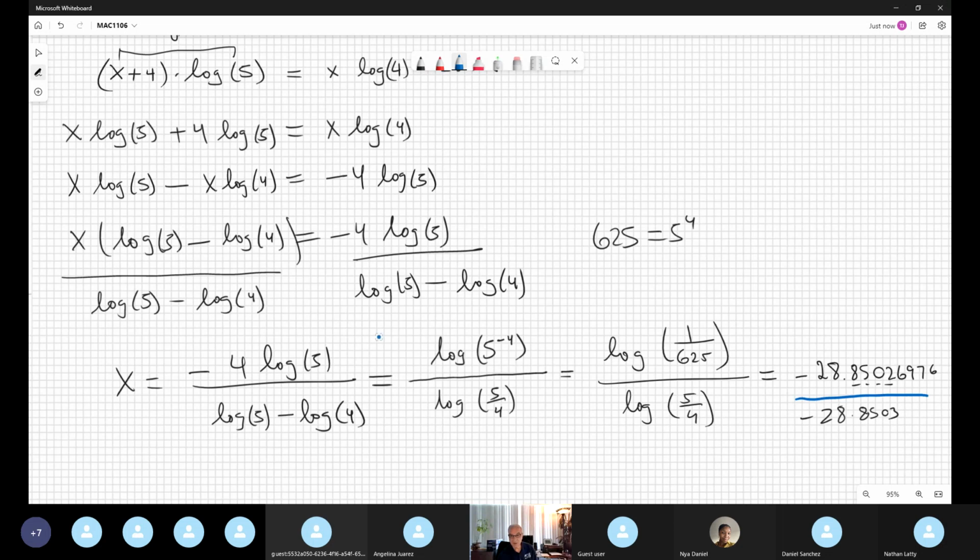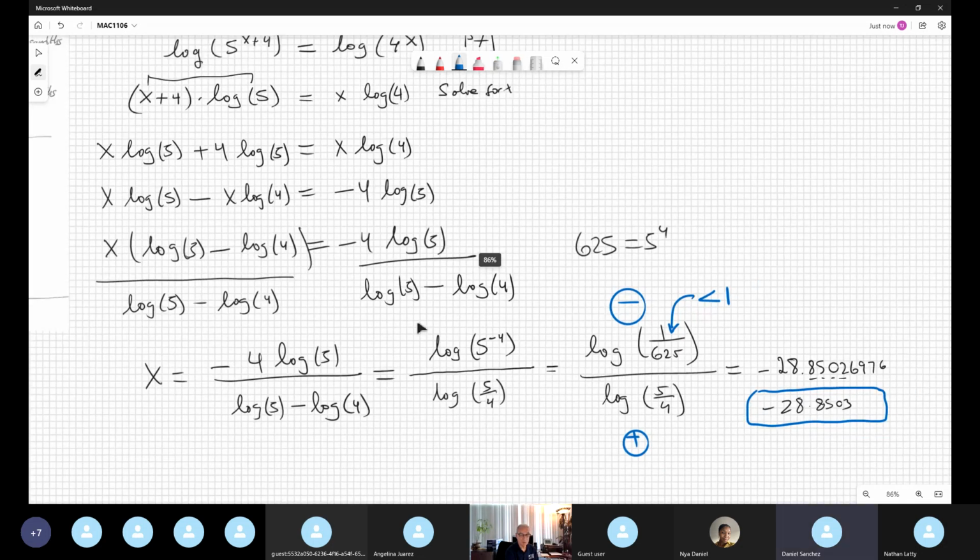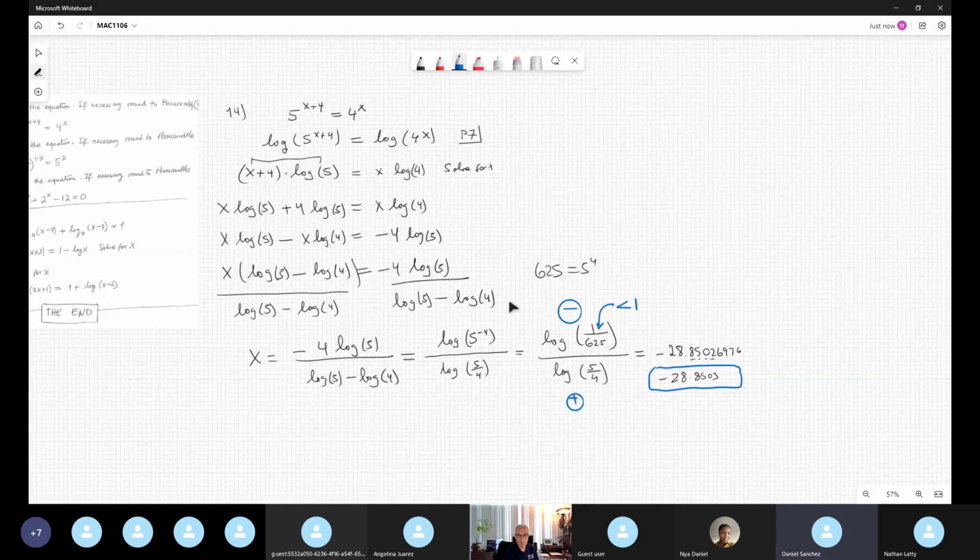What is the explanation that the answer is negative? Well, the answer is negative because this number is less than 1, and the logarithm of a number less than 1 is negative, for sure. And 5 over 4 is greater than 1, so this logarithm is positive. So it is negative divided by positive. It's more complicated with the division divided by log of 5 minus log of 4.